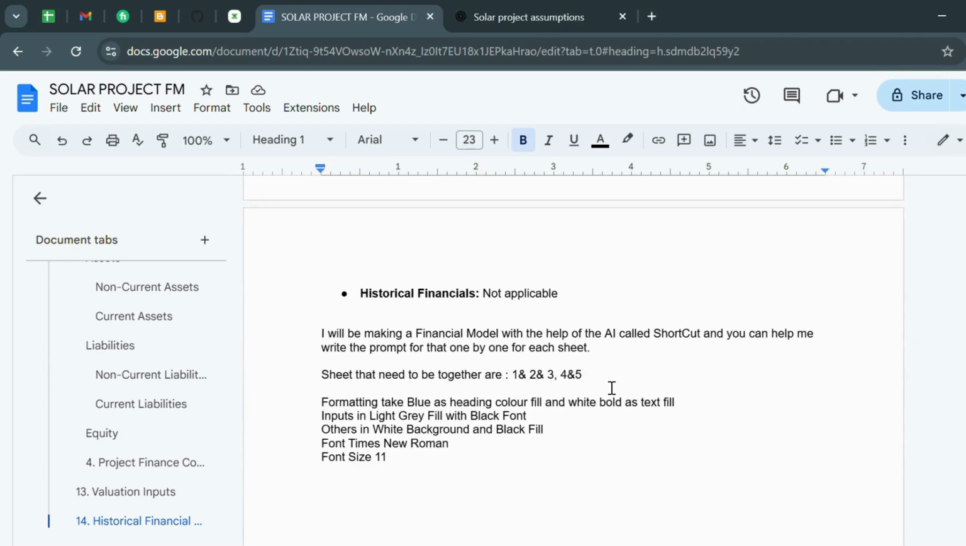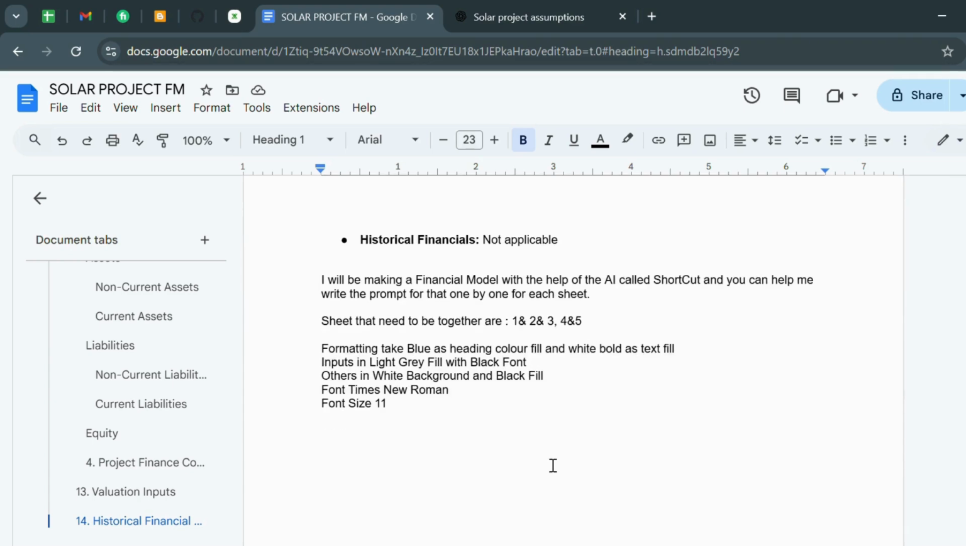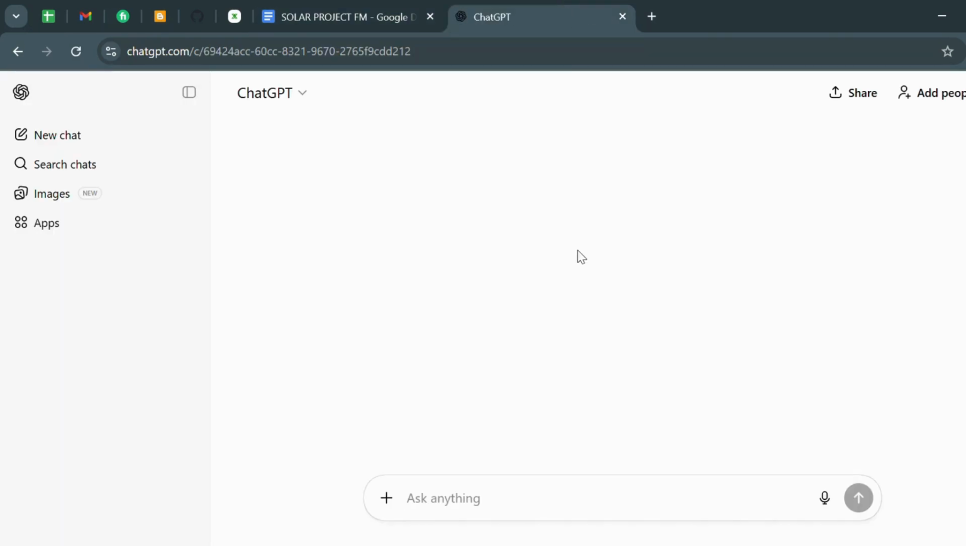These are just formatting instructions, something that I want that Shortcut to follow. Sorry, this is for ChatGPT actually. This is not part of the note, but this is for ChatGPT so that it can understand it. Let's come to ChatGPT.